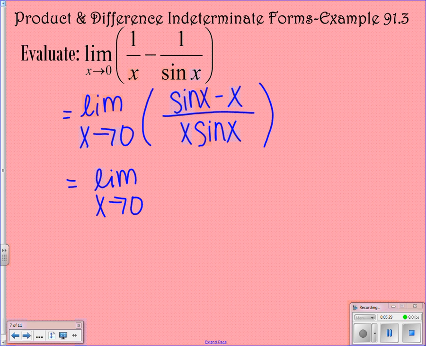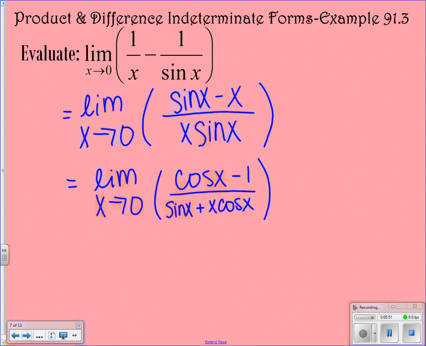The derivative of our numerator is going to be cosine of x minus 1. And the derivative of the denominator is going to be, well, we'll have to use the product rule. So derivative of x is 1 times sine x. And then derivative of sine of x is cosine. So we're going to have plus x times cosine of x.